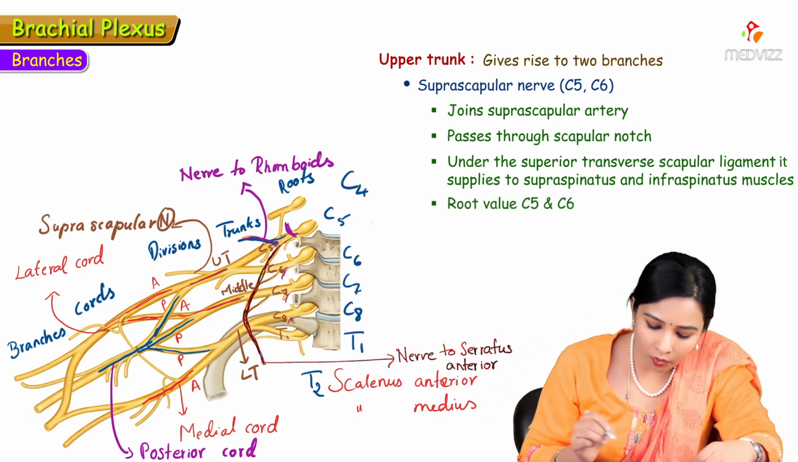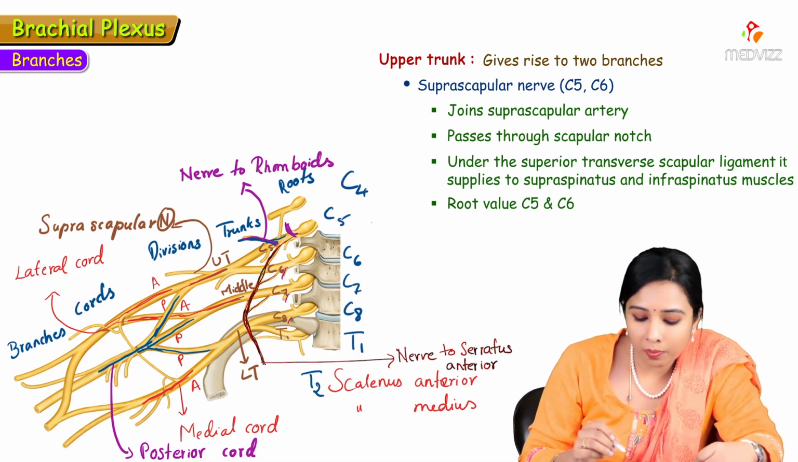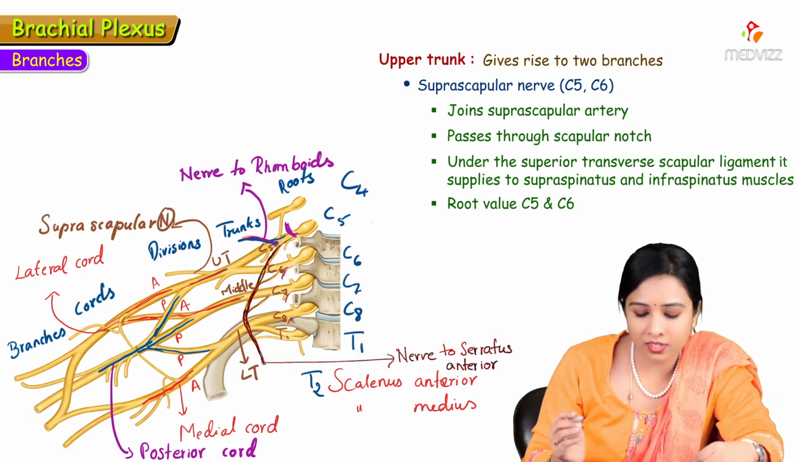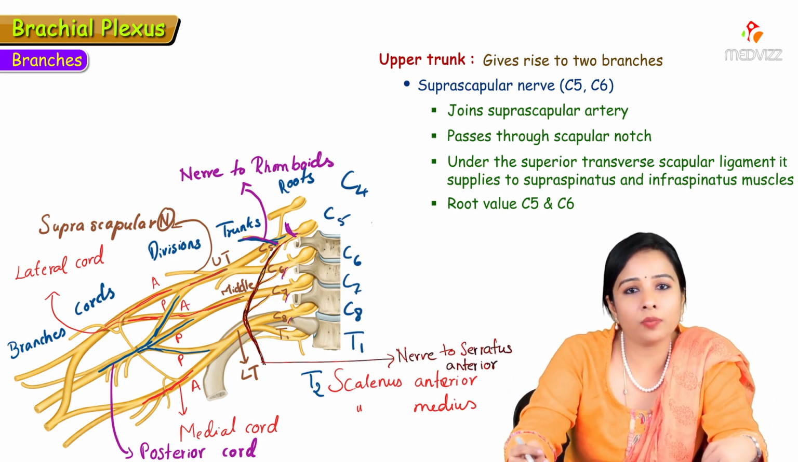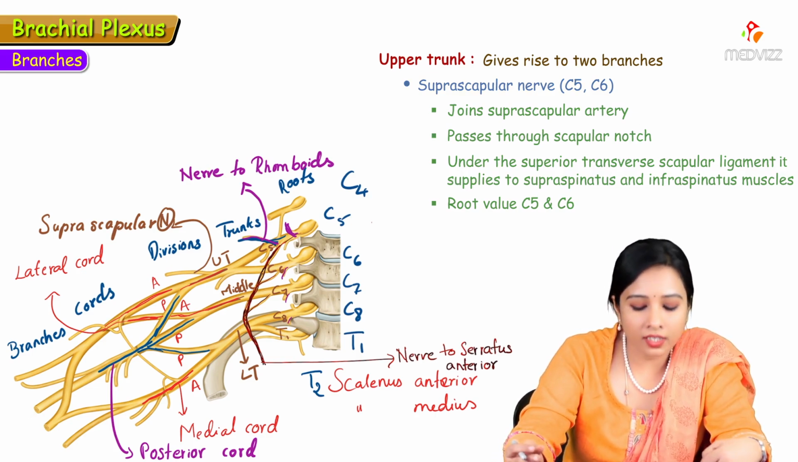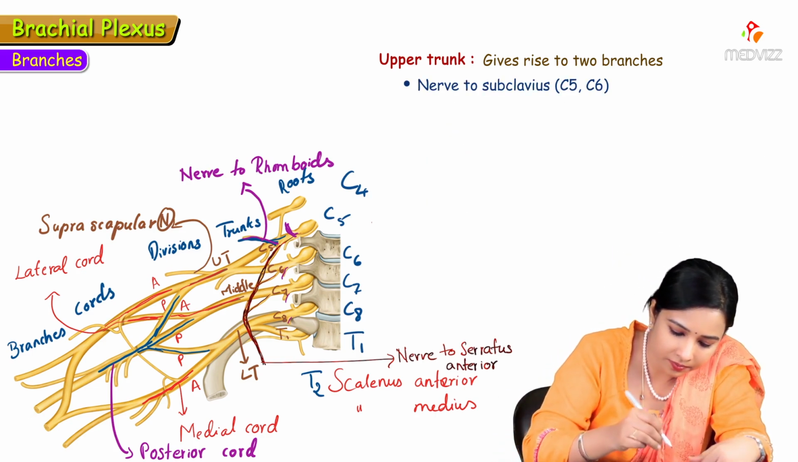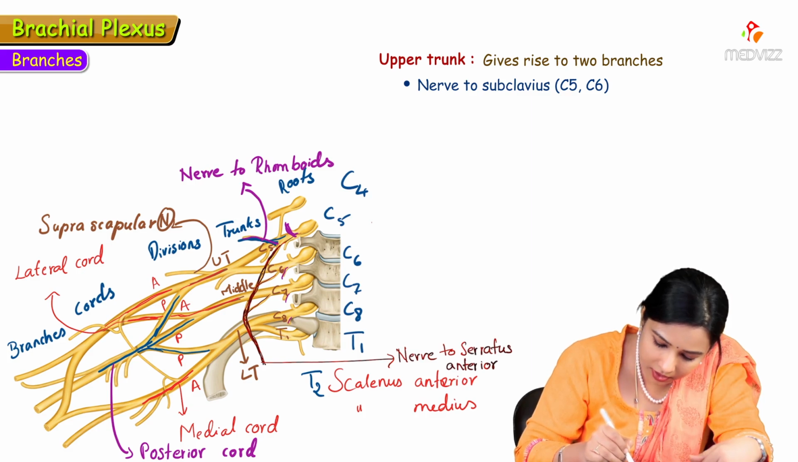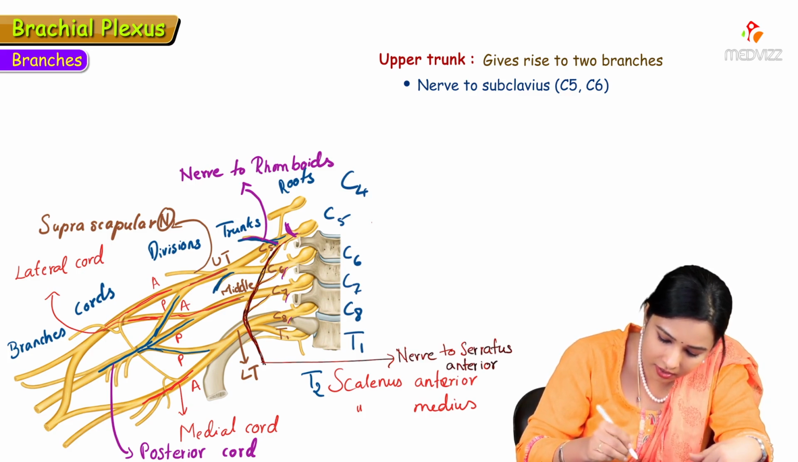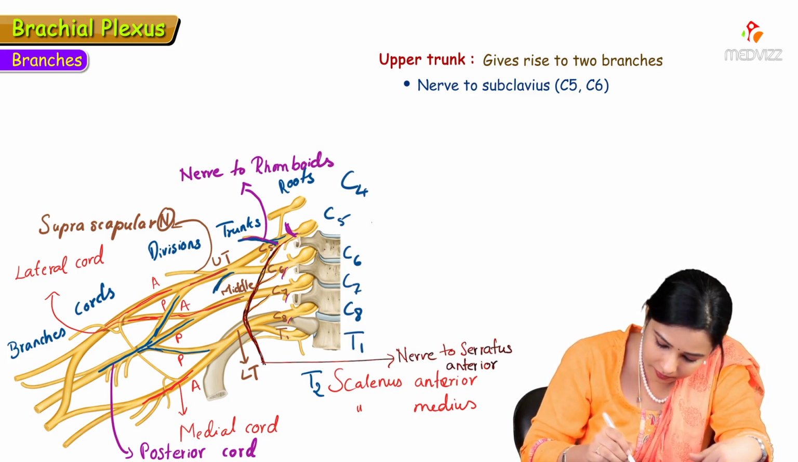The root value, now we know it is from the upper trunk, and upper trunk is formed from C5, C6. So the root value of suprascapular is C5, C6. Next is nerve to subclavius. So this nerve, what we are seeing from the lower part of the trunk, it is arising. This is nerve to subclavius.